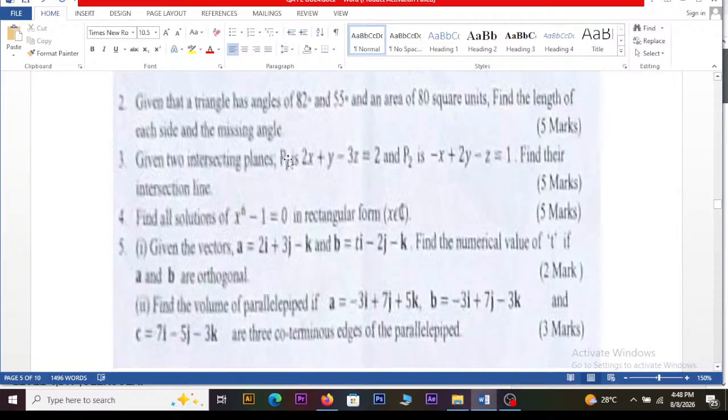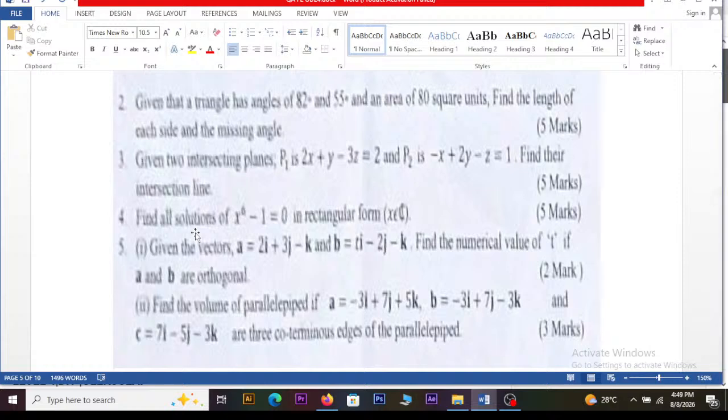Given 2 intersecting planes, umepewa plane 2. Plane P1, which is 2x plus y minus 3z is equal to 2, and P2 is negative x plus 2y minus z is equal to 1. Find the intersection line. Ni swali la vector, utapewa mshahara wa max 5. Then question 4. Find all solutions of x power 6 minus 1 is equal to 0.